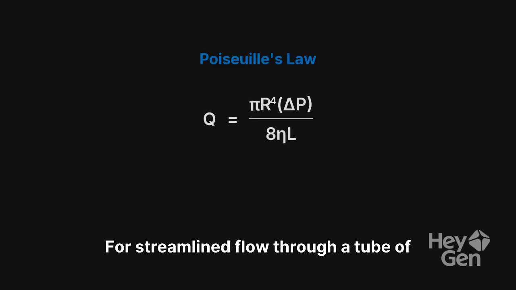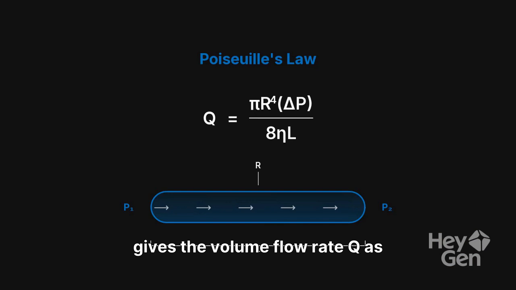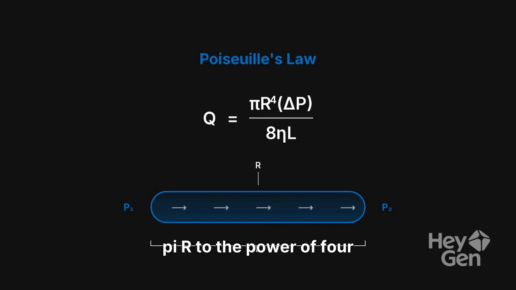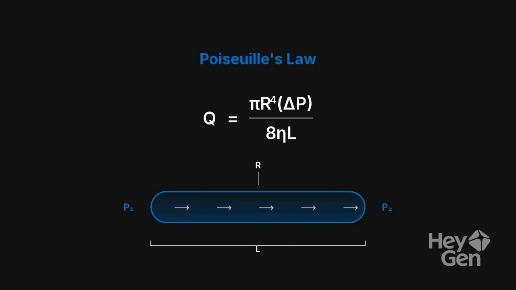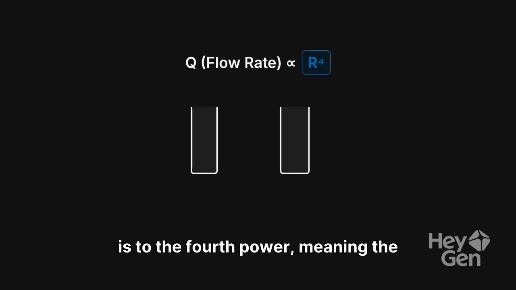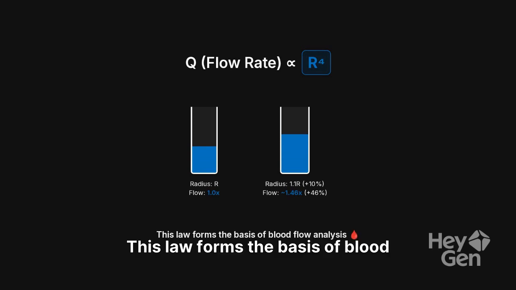For streamlined flow through a tube of radius r and length L, Poiseuille's law gives the volume flow rate Q as pi r to the power of 4 times delta P, all divided by 8 eta L. A key highlight is that the radius is to the 4th power, meaning the smallest change in radius drastically changes the flow. This law forms the basis of blood flow analysis.